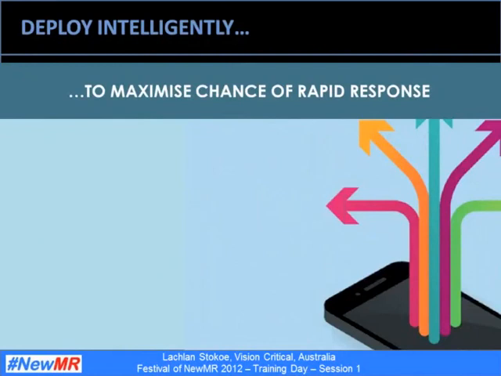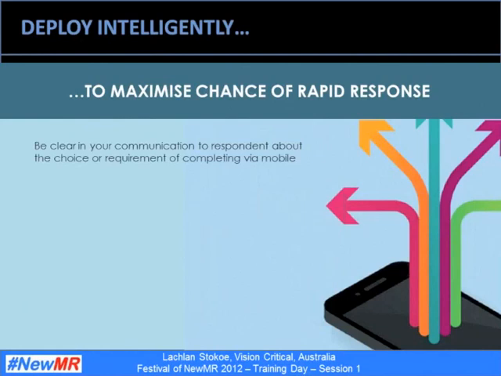So this leads me to my final point about deploying intelligently to maximize the chance of getting a rapid response. We all know how quickly our inboxes fill with emails during the day. It is particularly bad on mobiles, where people often have multiple email accounts feeding into the one service. Some things you need to consider here. You should explicitly tell people in your communication whether or not they have the choice, or if it is a requirement that they complete via a mobile device.